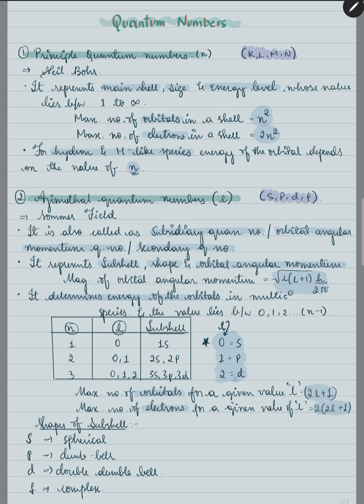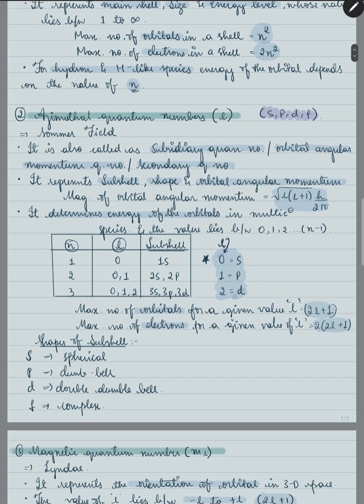If the value of L is 0, then it is s. If it's 1, it's p. If it's 2, it's d, 3 is f, and so on. As you can see here, n is 1, L is 0, the subshell is 1s. For n is 2, L is 0, 1, so 2s, 2p. It's like that.